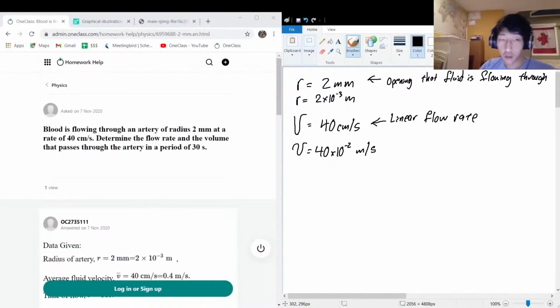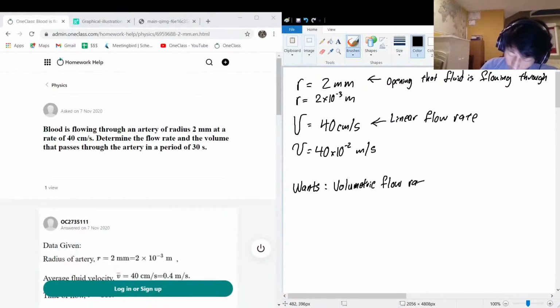Okay, so we want the volumetric flow rate, as well as the total volume flowed. I guess that's probably the best way to describe it: the volume flowed in 30 seconds. Okay, so let's get the volumetric flow rate.